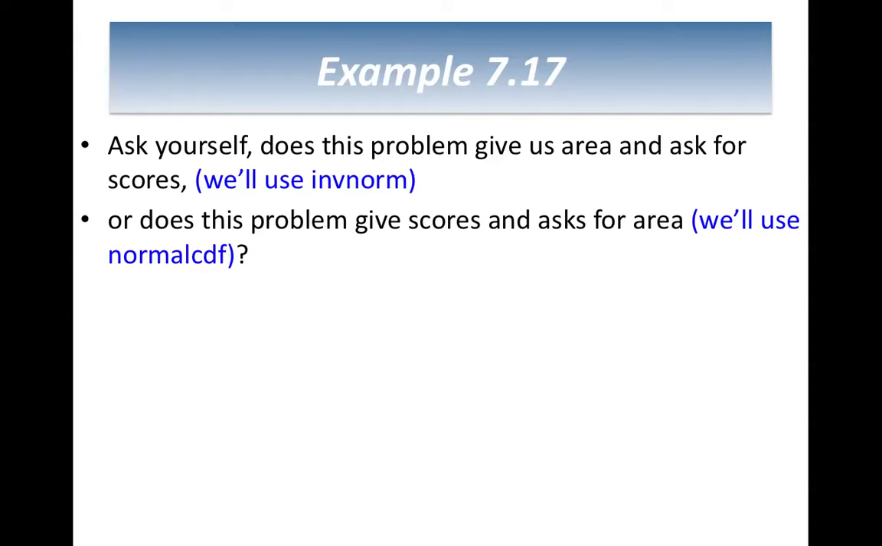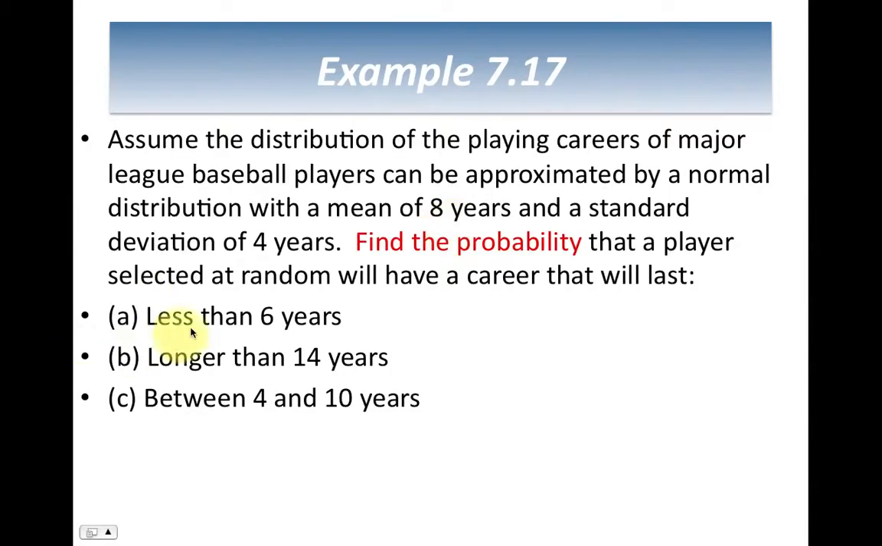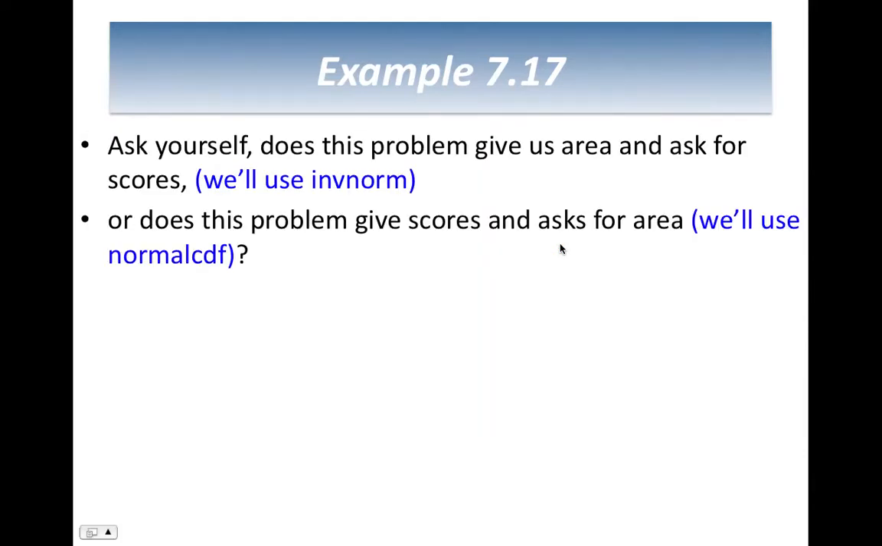So the question is asking us for probability. What's the probability? And in previous lectures, we linked probability to area. So since the question is asking us for area and giving us scores, because let's look at parts A, B, and C. Less than 6 years, 6 is a raw score. Longer than 14 years is a raw score. Between 4 and 10 years, these are raw scores. So the question is providing us with scores and asking us for probability, which basically is area. So we are going to use normal CDF.